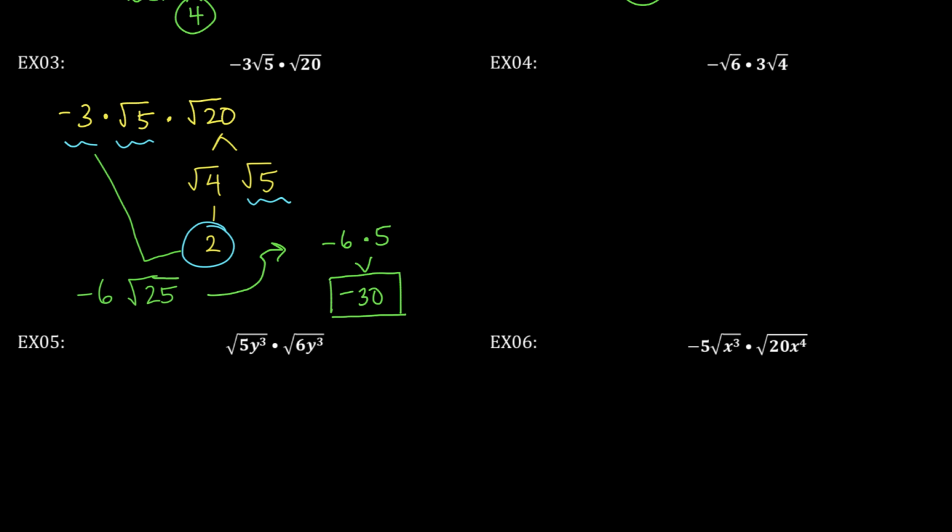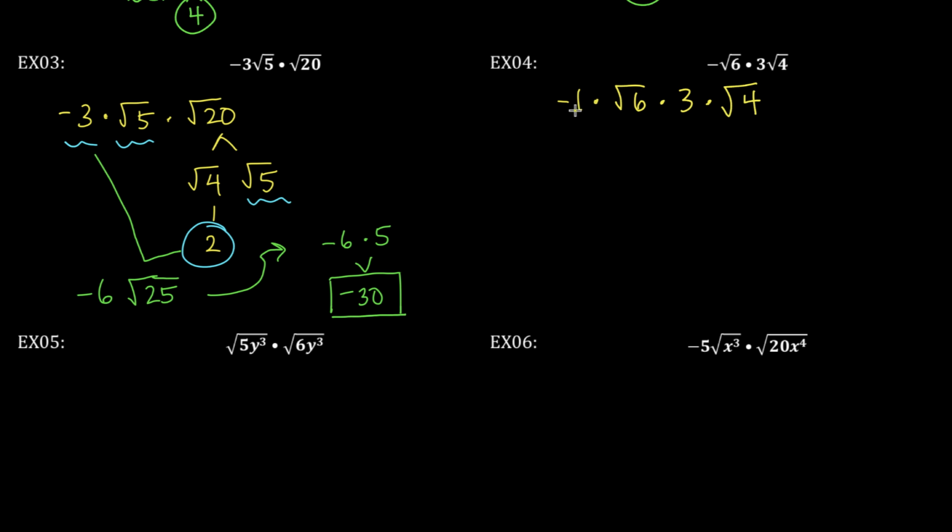All right, let's do this next one. So I'm going to rewrite this as negative 6 times 3, negative square root of 6. So I'm going to rewrite that. Okay, negative 1 times the square root of 6 times 3 times the square root of 4.